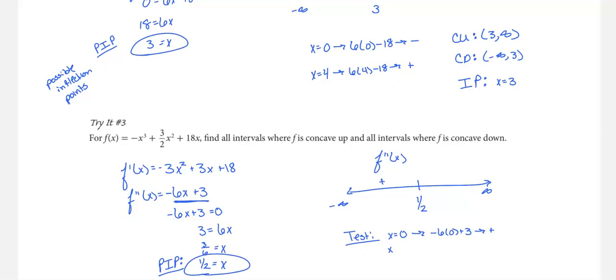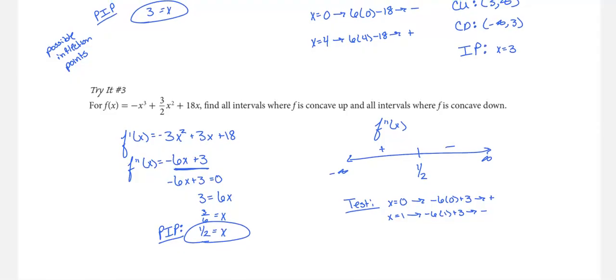And then we can plug in something bigger than 1/2, like 1. We could pick any number on this side. So negative 6 times 1 plus 3. That's negative 6 plus 3, which is a negative. So this graph is concave up from negative infinity to 1/2, and it's concave down from 1/2 to infinity, with an inflection point happening at x equals 1/2.